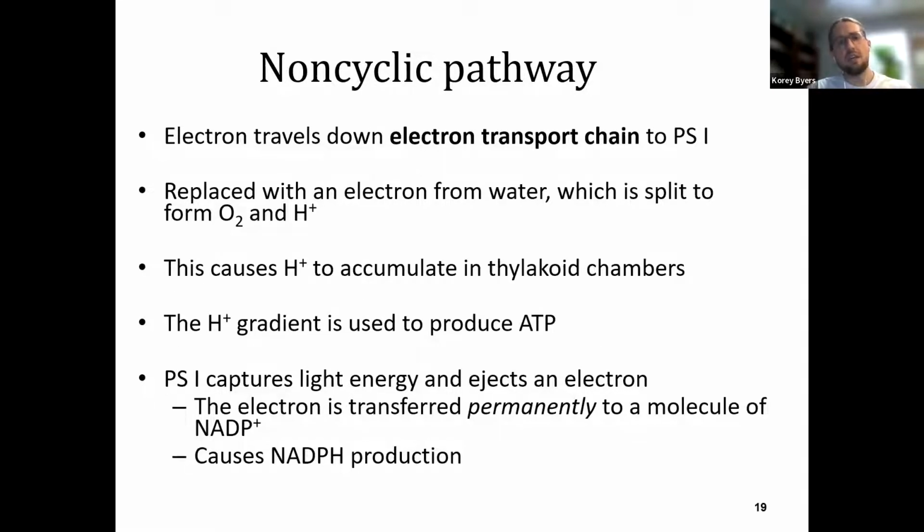The electron travels down what we call an electron transport chain. So it's going to go from PS2 to PS1. You can't let an electron leave. And so it's passed from protein to protein to protein to protein. As it travels down this electron transport chain, we can use that energy to do stuff.